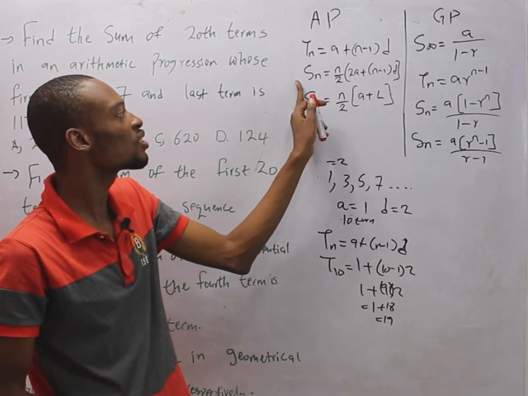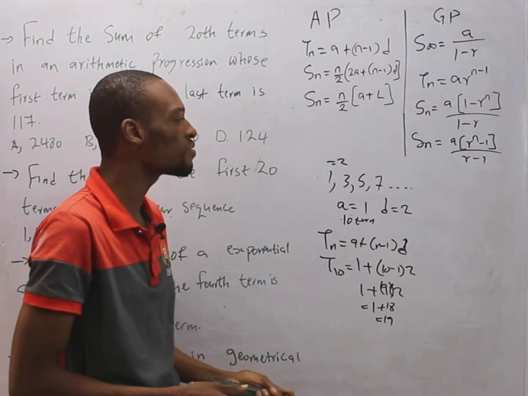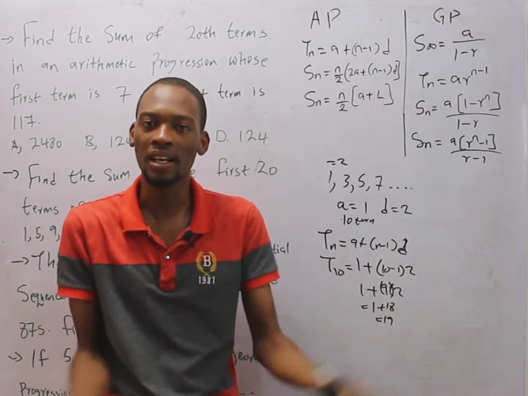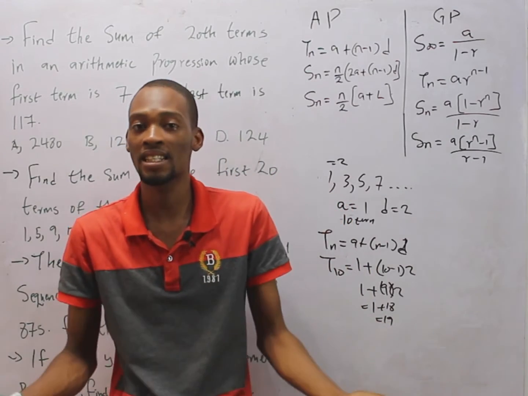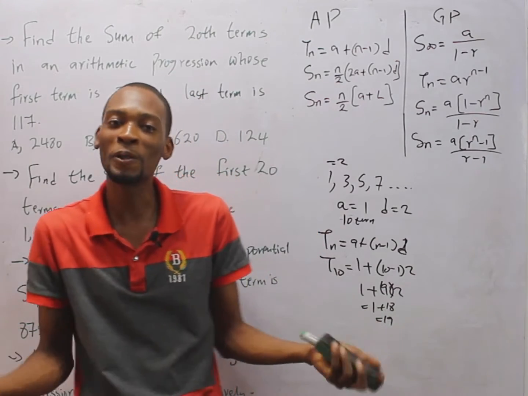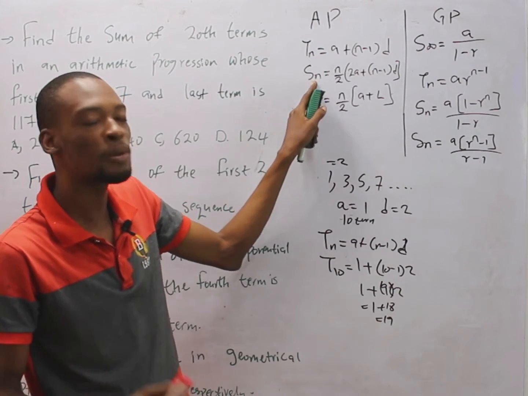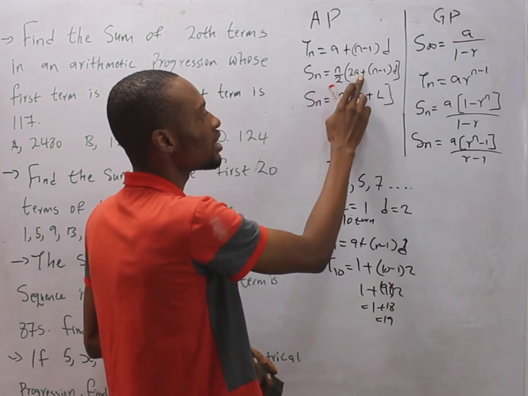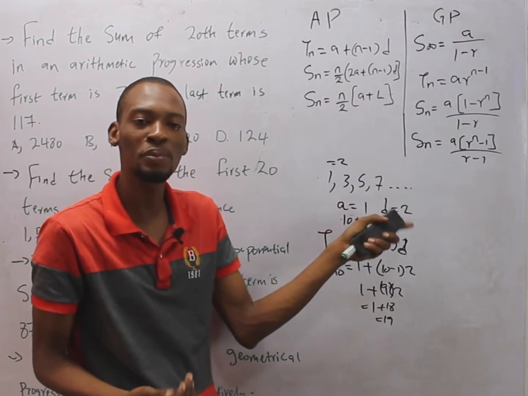Now, Sn is the sum of n terms. For example, if I say look for the sum of the first 50 terms, it means take the first 50 numbers and add them together. If you are doing that manually, it will take you a lot of time. If I say find the sum of the first 1 million terms, it may take you up to 6 years or more to answer. You simply use this formula. If I say the sum of the first 50 terms, here n will be 50. A is the first term, n is 50, and d is the common difference, depending on the arithmetic progression you are given.